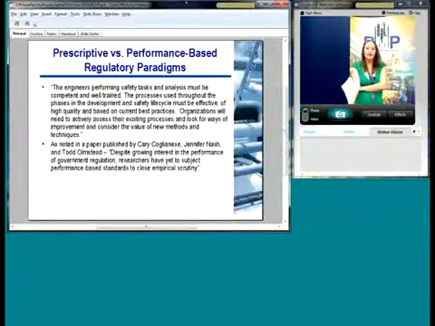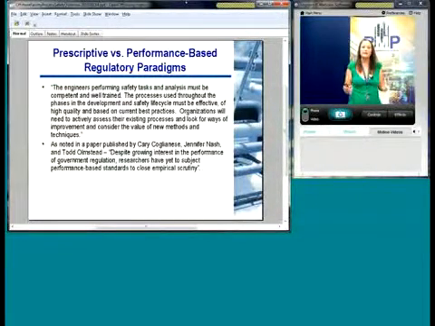And basically, another hurdle that we're going to face is that there really have not been a lot of studies on the performance-based standards. They're out there, people have been using them, but there are no really good studies that have really compared the two.